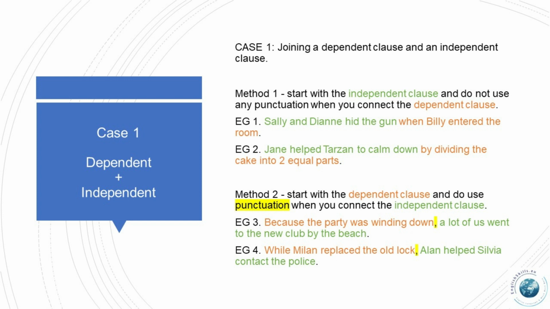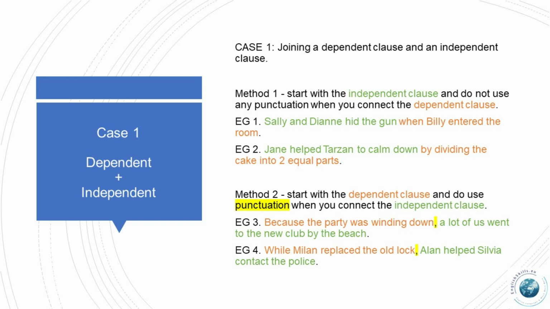Method 1, start with the independent clause and do not use any punctuation when you connect the dependent. Sally and Diane hid the gun. Example 1. We know who did what. They have a gun, they hid it. When Billy entered the room. Well, when Billy entered the room is not a complete idea, so it's a dependent clause. Just pause if you need to check that. When Billy entered the room, the word when makes it dependent. It's adding information to that particular clause. Therefore, we consider it dependent on that first clause.